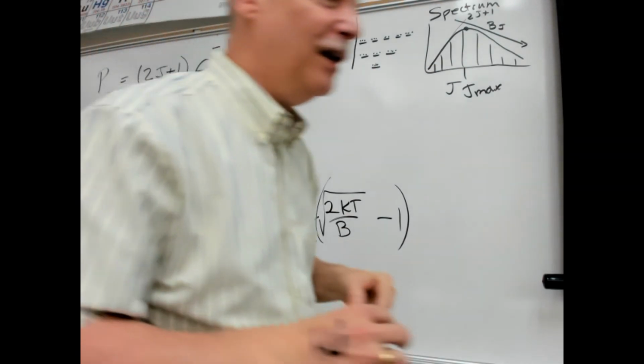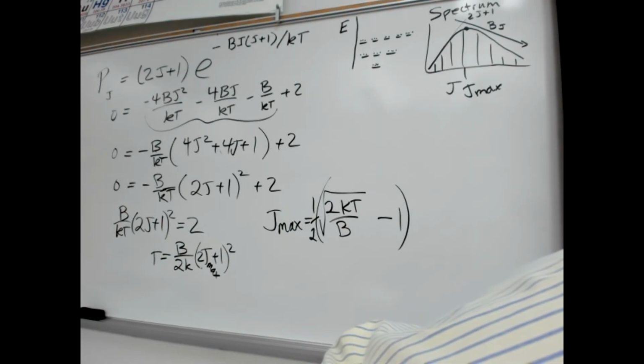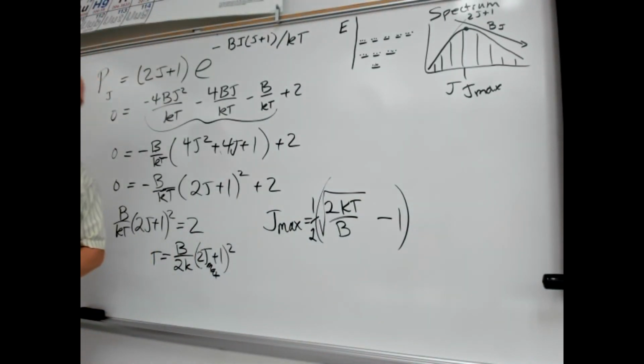Yeah, so you're looking on here now. The maximum value is 6. It might be 7. You got a different B value. I got 312. Yeah, 312. Again, pretty close to 298, which is room temperature.